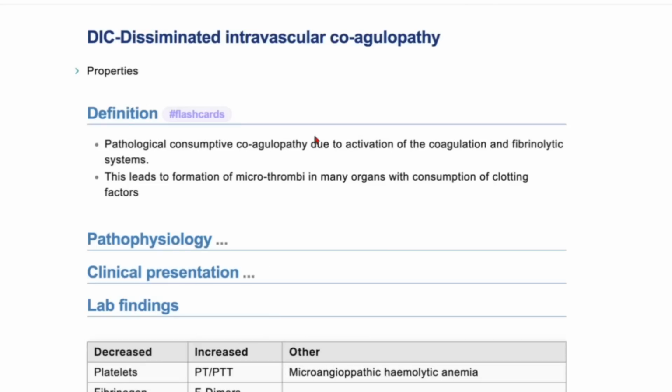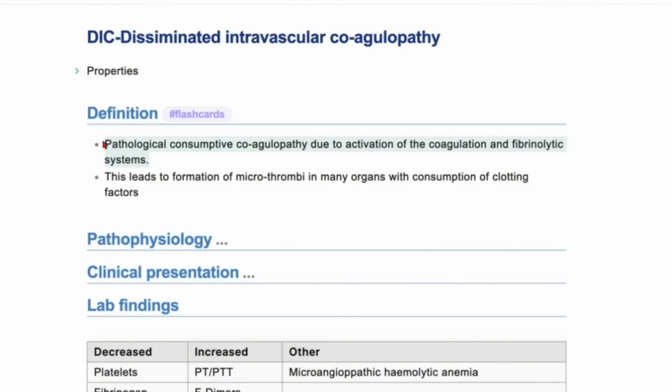So definition of DIC, I would have stopped at just the definition. I think you went into some of the pathophysiology, some of the clinical presentation, and even some of the lab findings. I would just stop. It's the first line. So it's a pathological consumptive coagulopathy due to activation of the coagulation and the fibrinolytic system. That's it. This definition is from Pathoma. I'm not sure if you came across Pathoma before. It's a really good source for pathology that is used for USMLE. Literally every single word is important in that definition.